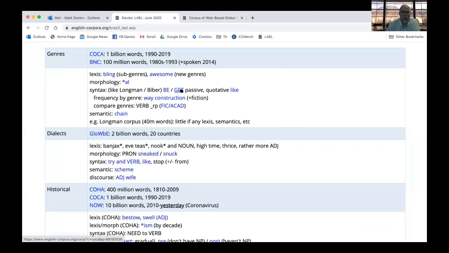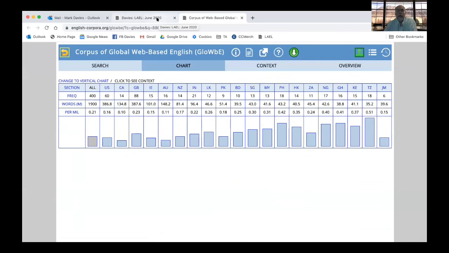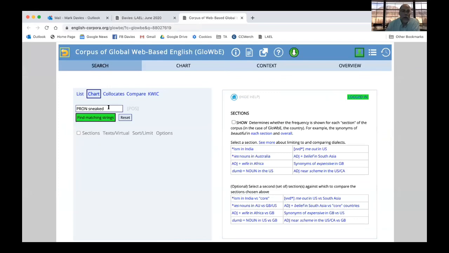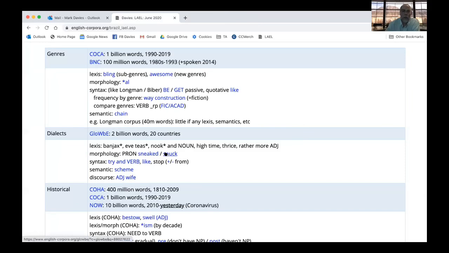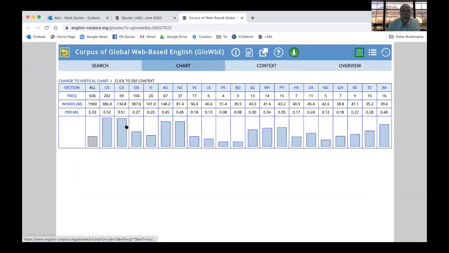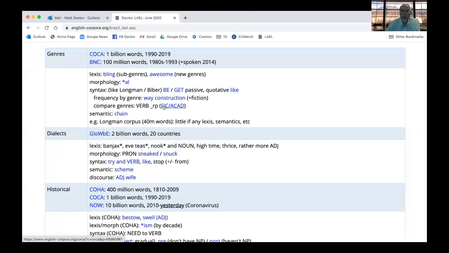Looking at morphology, we can use GloWbE to do that as well. So for example, English has two past forms of sneak, sneaked and snuck. So here we have pronoun sneaked, he, they sneaked in through the back window. Notice there's not huge differences between what might be referred to as the inner circle dialects there, those six. But then when you take a look at pronoun snuck, much, much more common in the US and Canada than in Great Britain or Ireland. That's something that sounds very, very American to folks who are not from the US.